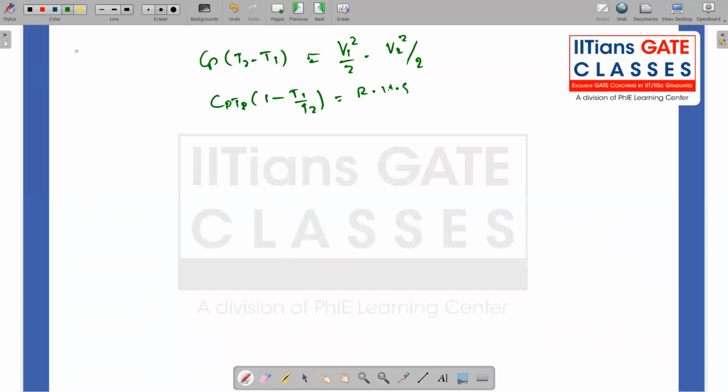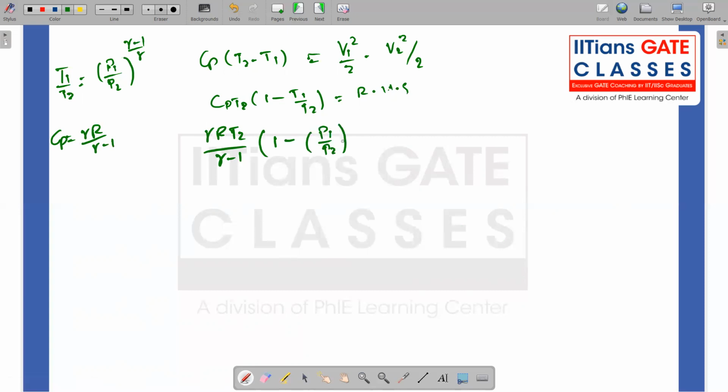The flow is isentropic, so I can use the isentropic relation between the two points on the streamline. I can write T1 by T2 is equal to, and I want it in terms of pressure, so I am converting it using the isentropic relation, that is P1 by P2 to the power of gamma minus 1 by gamma. And what is Cp? Cp is nothing but gamma R divided by gamma minus 1. So this is gamma R T2 divided by gamma minus 1 times 1 minus P1 by P2 to the power of gamma minus 1 by gamma, equal to RHS, right?